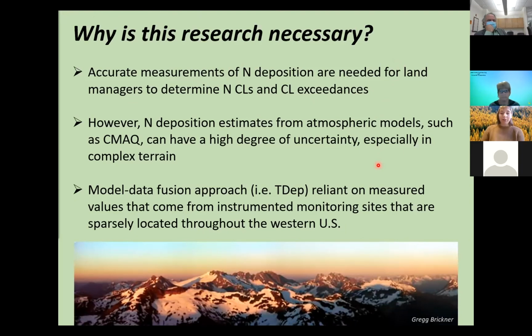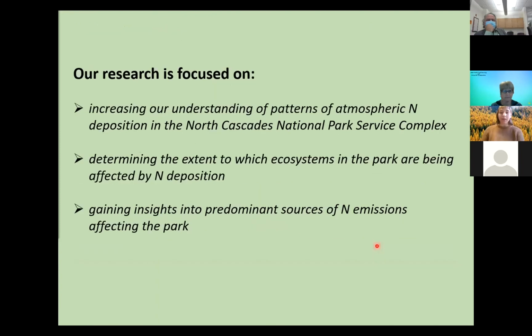So there's a need for greater accuracy in nitrogen deposition estimates, especially across the Western US, where there's a vast array of public lands that may contain ecosystems that are sensitive to elevated nitrogen deposition. So based on these gaps in knowledge, our research is focused on increasing our understanding of patterns of atmospheric nitrogen deposition in the North Cascades National Park Service Complex, determining the extent to which ecosystems in the park are being affected by nitrogen deposition, and gaining insights into predominant sources of nitrogen emissions affecting the park.